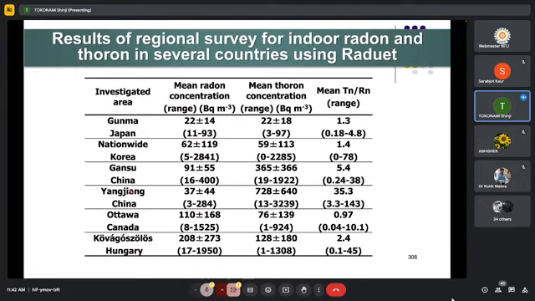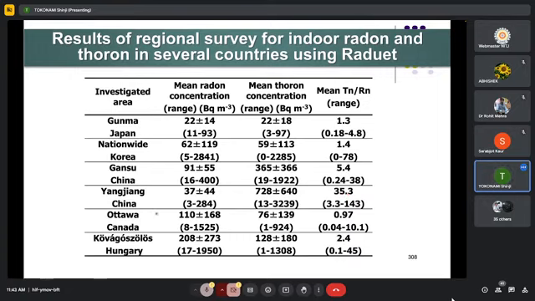Yangjiang, China, a high background radiation area: 37 becquerel per cubic meter for radon, 728 becquerel per cubic meter for thoron. The thoron to radon ratio is 35.3.